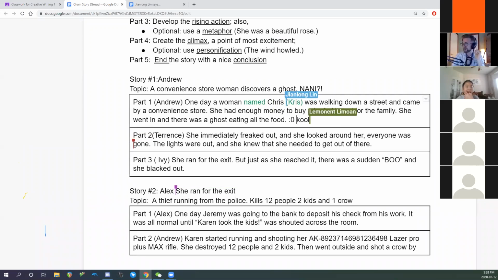Okay, great. She had enough money to buy a loaf of bread for the family. Interesting. You don't say her family, you say the family, which actually does work here, okay? She went in and there was a ghost eating all the food, and then we have this funny emoji, okay?